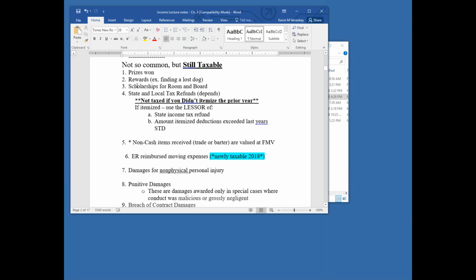If you get money for a scholarship for room and board, it's taxable because it's not specifically towards education. Just living expenses are not tax-free.